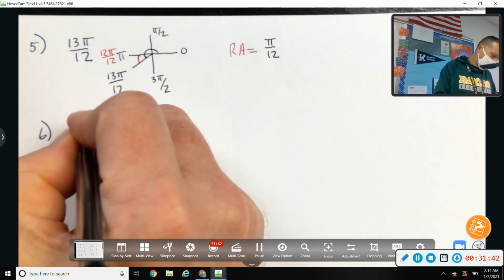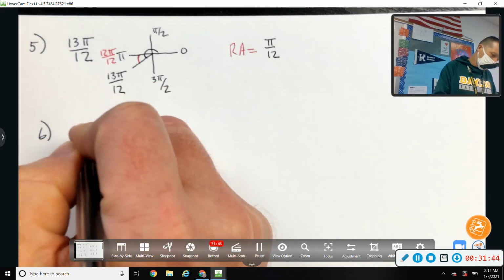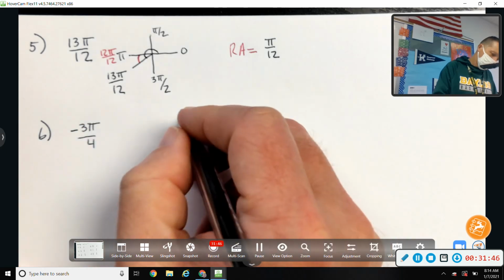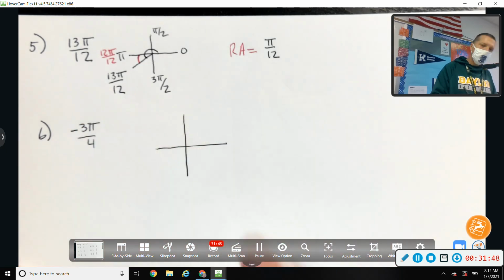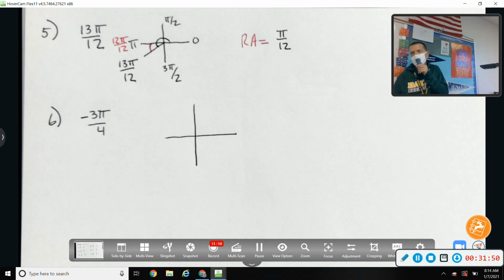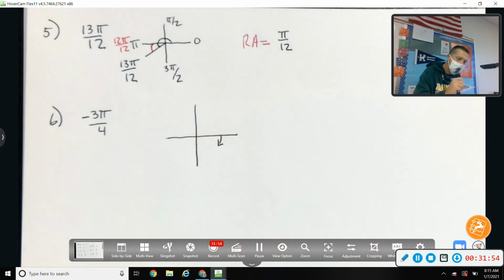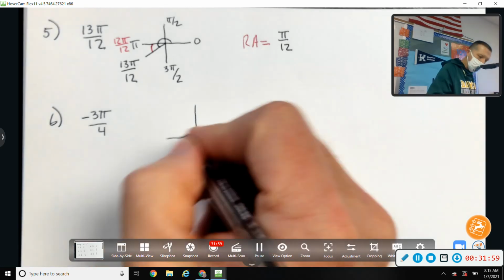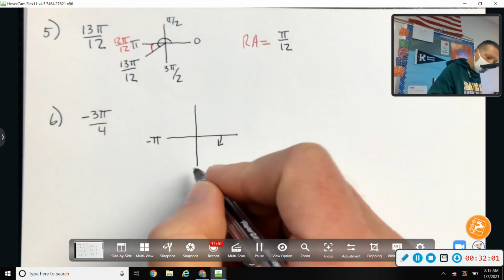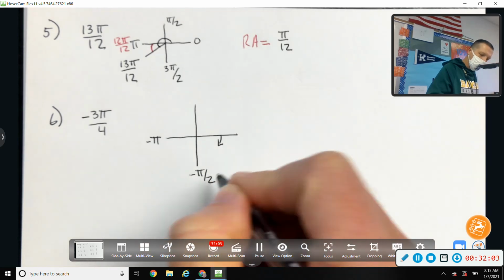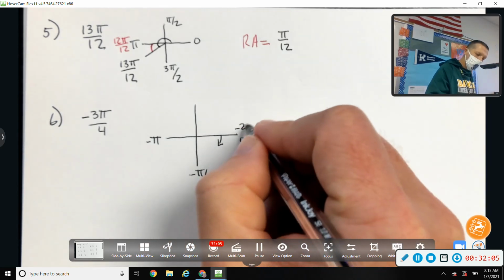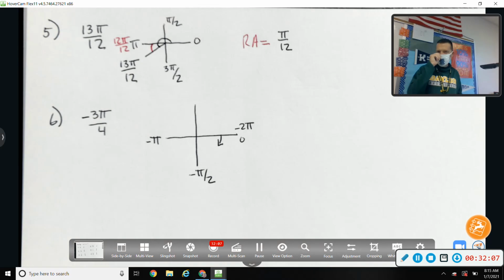Negative 3 pi over 4. The negatives will mess with some people. Negative means we got to go backwards. It also means we have to sort of measure backwards. So going backwards, this is negative pi. This is negative pi over 2. Negative 2 pi would be all the way around. So it's a little bit weird going backwards.